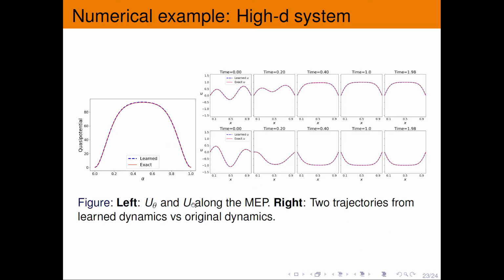To show the numerical results, we identify the minimum energy path between the two stable states. On the left, the plot shows that the learned quasipotential agrees well with the exact solution along the minimum energy path. On the right, we show these snapshots of 2 trajectories from the learned dynamics. Again, they agree well with the original dynamics.